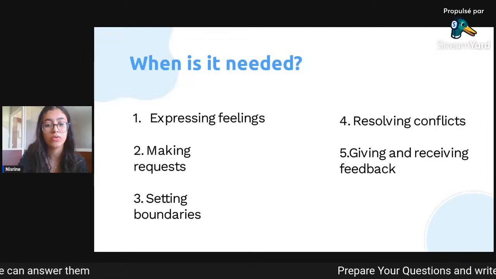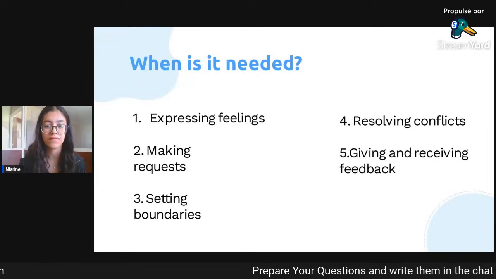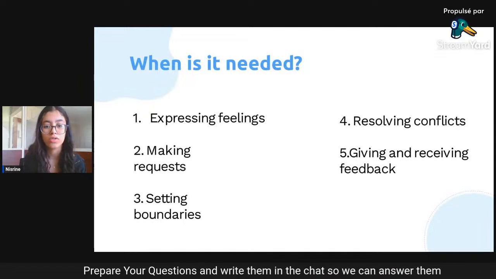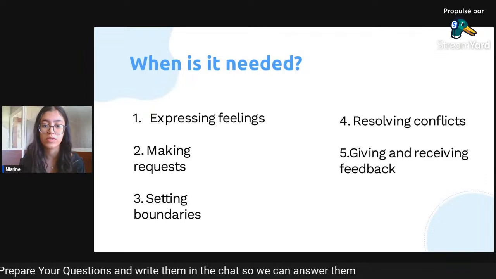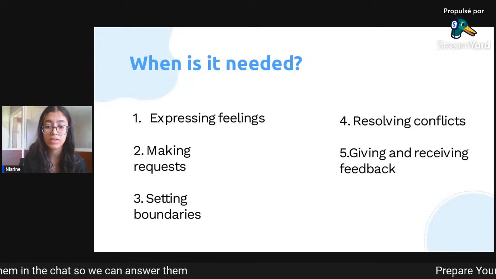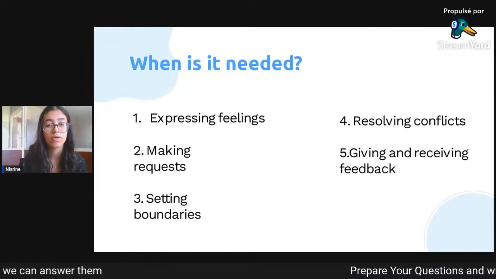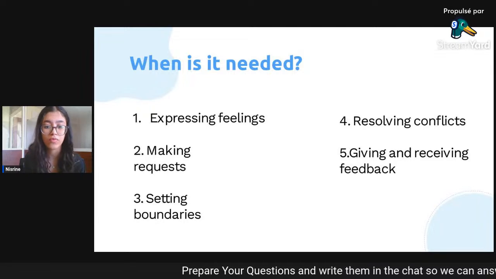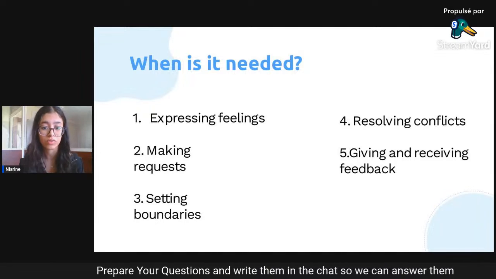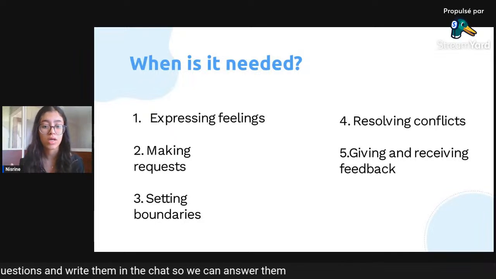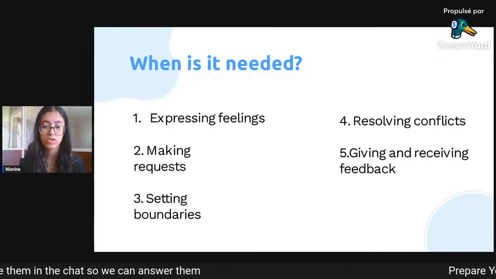And also set boundaries. Assertive communication is very essential for setting and maintaining personal boundaries. So let others know what behaviors are acceptable and what is not acceptable to you. And finally, resolving conflicts. So when conflicts arise, assertive communication can really help you express your concerns, listen to the other person's perspective, and work towards a mutually satisfactory solution.